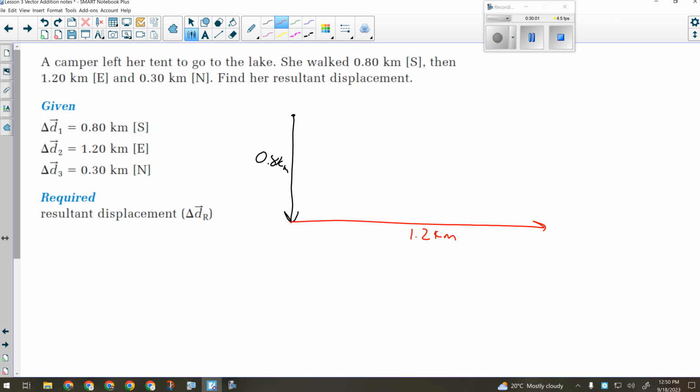Is this at least approximately to scale? Okay, it doesn't have to be perfect. You don't have to take out a ruler and measure everything. Just make sure it's at least approximately to scale. All right, I don't want my 1.2 kilometer line to be like 3 times as long as that one. Okay? In fact, it's probably a little bit too long. I might just shorten it a tad. All right, and then they go 0.3 kilometers north.